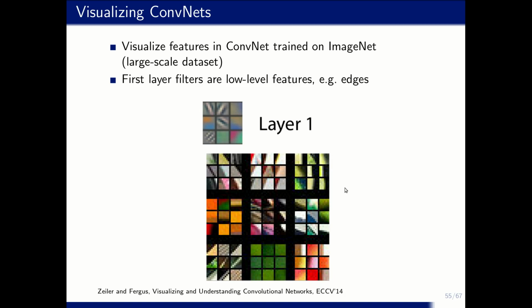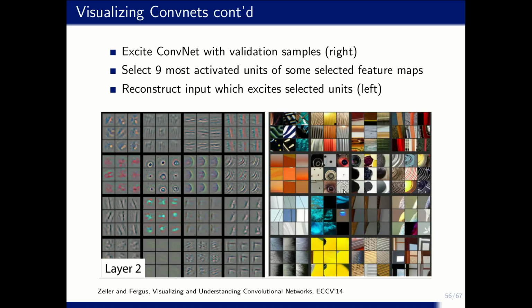They did something similar for the higher layers, for example here for the second layer. But for the second layer we have a problem: we cannot directly visualize the filter weights. So what they did is they selected some different feature maps, and they selected the 9 most excited units in each of these feature maps.